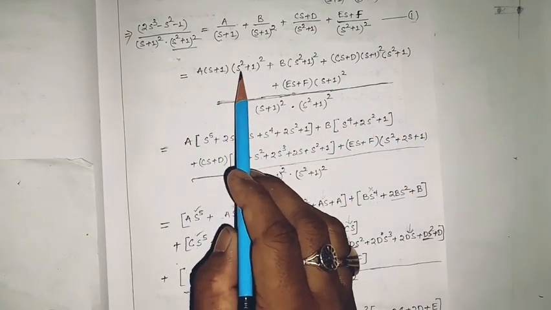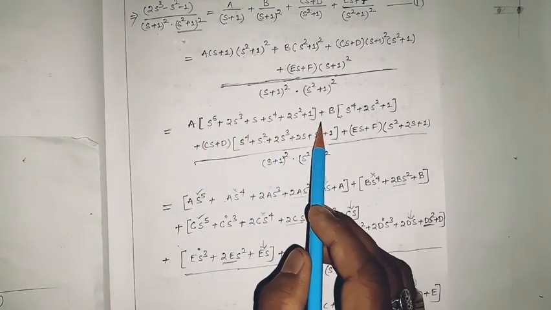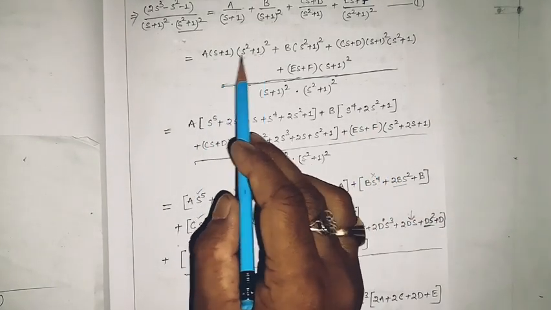That means first (s plus 1) into (s square plus 1) whole square, I multiplied. I have written it here. Carefully, if you want you can do it in your rough. So I multiplied these two terms.